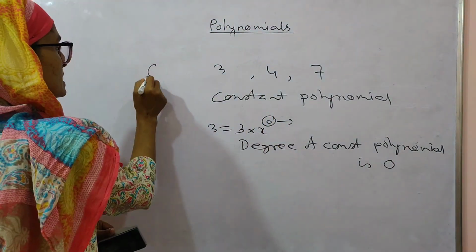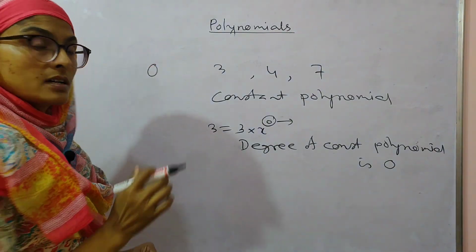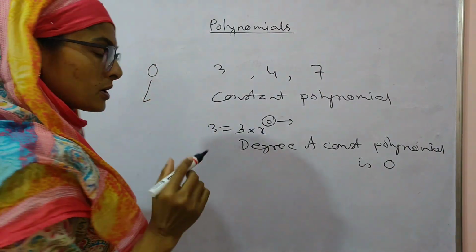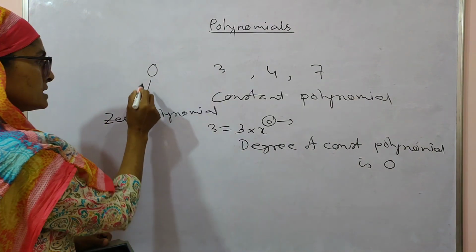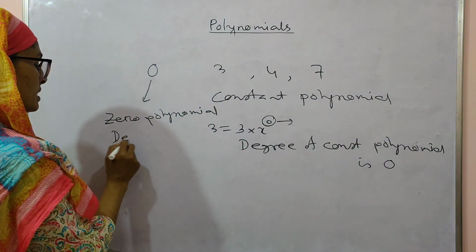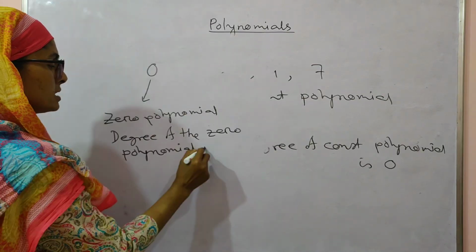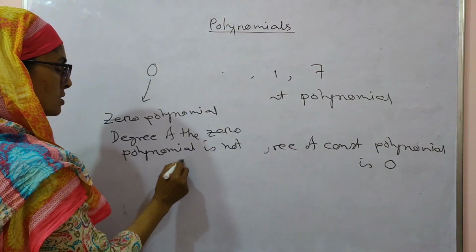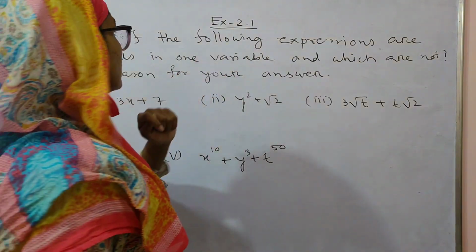But simply 0, this polynomial is called the zero polynomial. And the degree of the zero polynomial is not defined. Remember this. Now exercise 2.1.